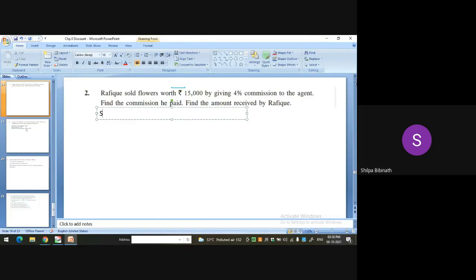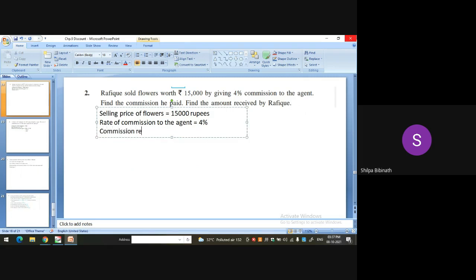Solution: selling price of flowers is equal to rupees how much? 15,000. Write the symbol for rupees there, 15,000. I'm writing it in words. You can use a rupees symbol. Then rate of commission to the agent is equal to how much? 4 percentage. Okay. Then we have to find out the commission.